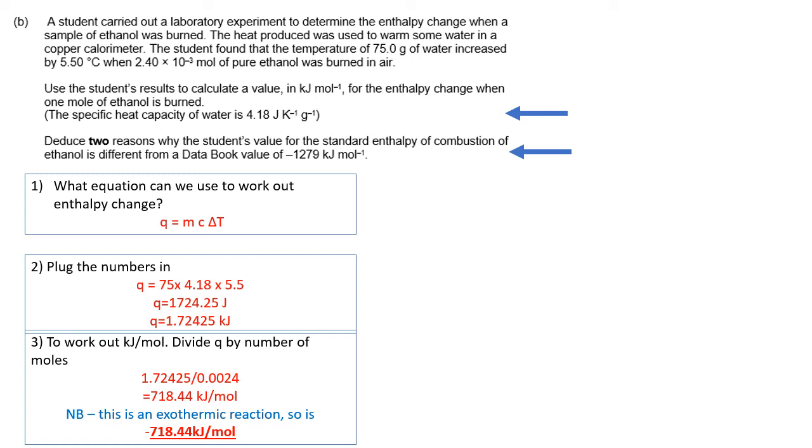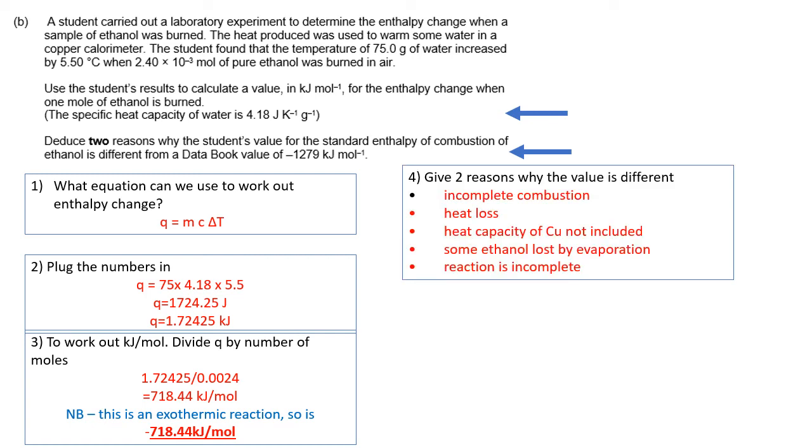Finally, we were asked to give 2 reasons why the values might be different, and there are multiple reasons you could give. So any from: incomplete combustion, or the reaction isn't complete, not all the moles of ethanol were used. There's heat loss to the surroundings. We've not taken into account the heat capacity of the copper. The copper container will absorb some of the energy, and some ethanol may be lost to evaporation too.